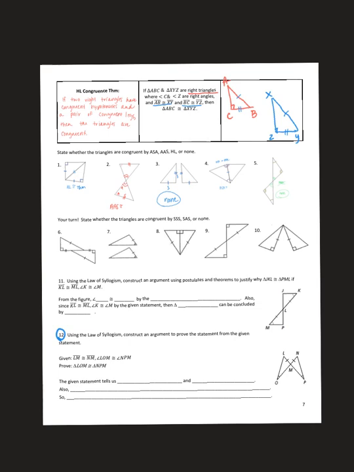Okay, you're going to do 6, 7, 8, 9, 10, and you can pause now and do those, and then we're going to go down to these two proofs, 11 and 13, and you're going to try number 12 on your own. Okay, so let's take a look at these. Number 11 says, using the law of syllogism, construct an argument using postulates and theorems to justify why triangle JKL is congruent to triangle PML if segment KL is congruent to ML and angle K is congruent to angle M.